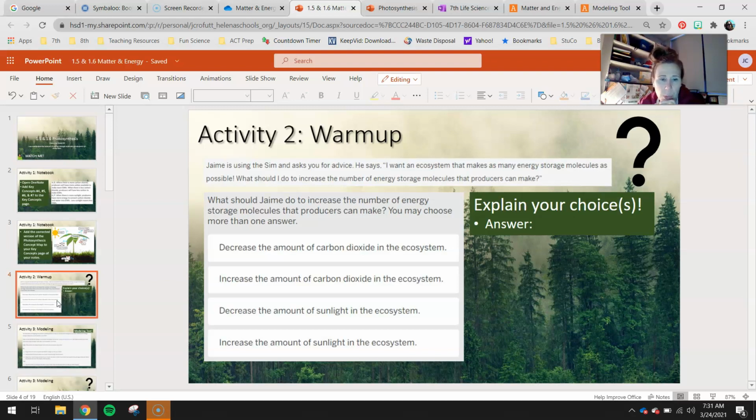You may choose more than one answer. So we have decrease the amount of carbon dioxide in the ecosystem, increase the amount of carbon dioxide in the ecosystem, decrease the amount of sunlight, or increase the amount of sunlight. So circle all that would increase our ESMs, and then explain your choices right here. Okay, just a reminder, anytime you guys see that question mark, you have something to do on that slide.